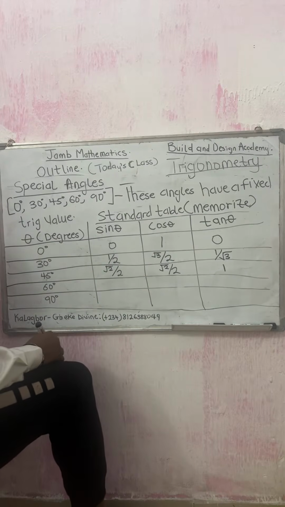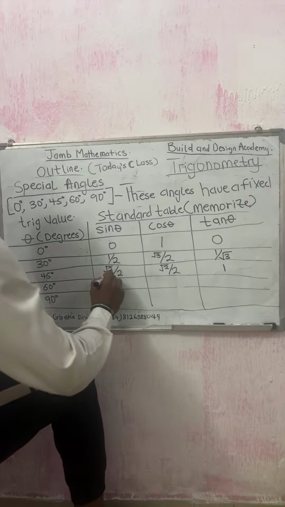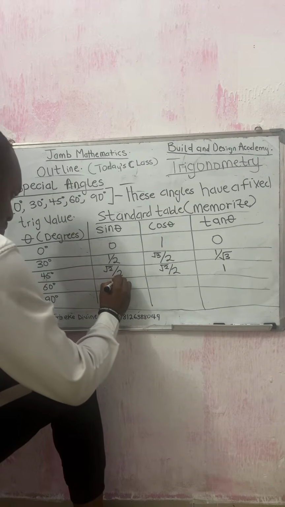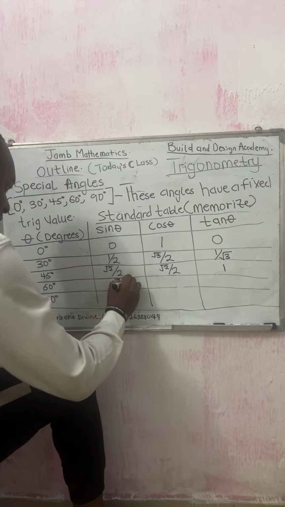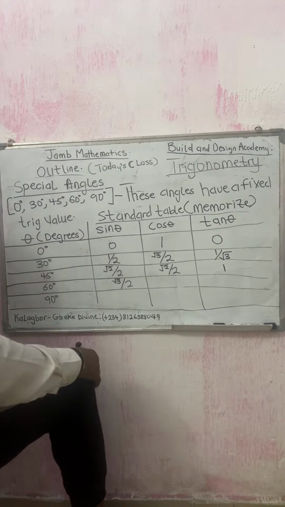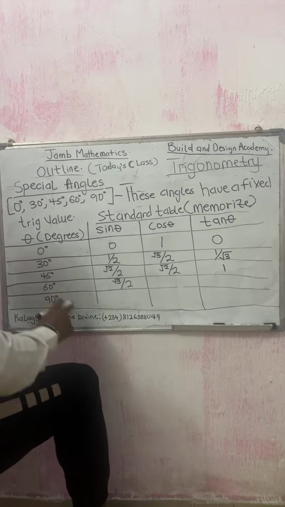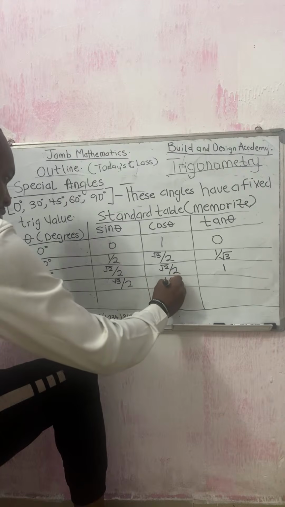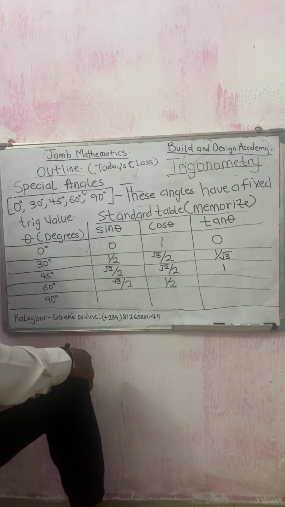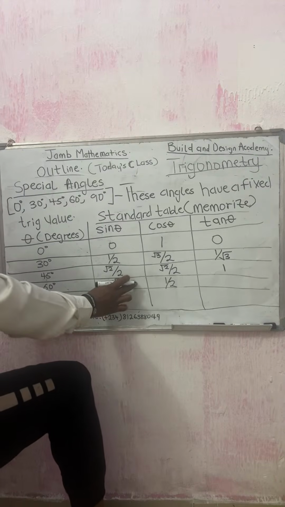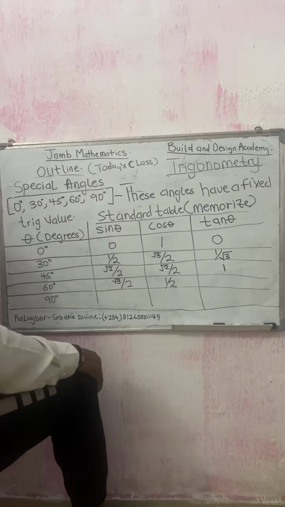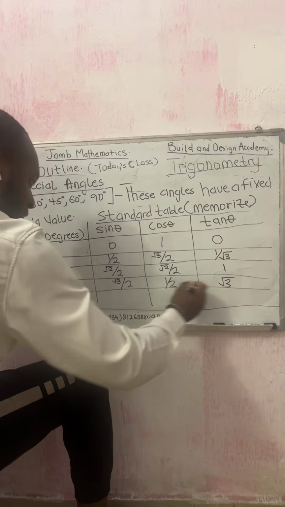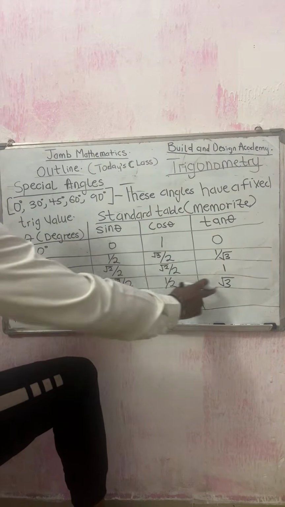For 60, sine theta will be root 3 over 2. And cos 60 degree will be 1 over 2. So now if you do root 3 over 2 divided by 1 over 2, you will have root 3, because this will now become 2 over 1, 2 cancels 2, and you are left with root 3.